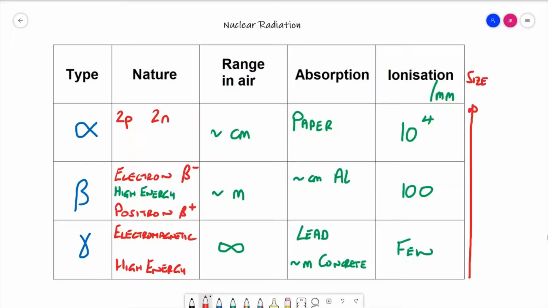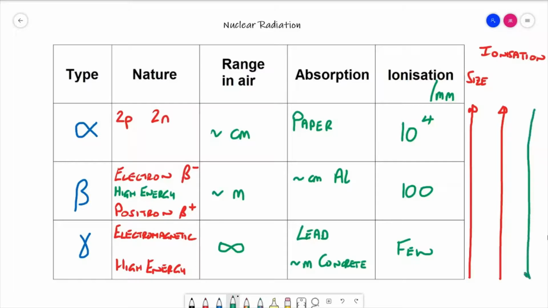What we can see then is that the alpha particles are the largest, so size increases as we go up the table. The ionisation level, the ionisation potential, increases as we go up the table, but the range increases as we move down the table. In other words, the alpha particle creates a lot of ions, but in a very small range, whereas a gamma particle won't create many ions, but will travel through quite a lot as it goes through and ionises.